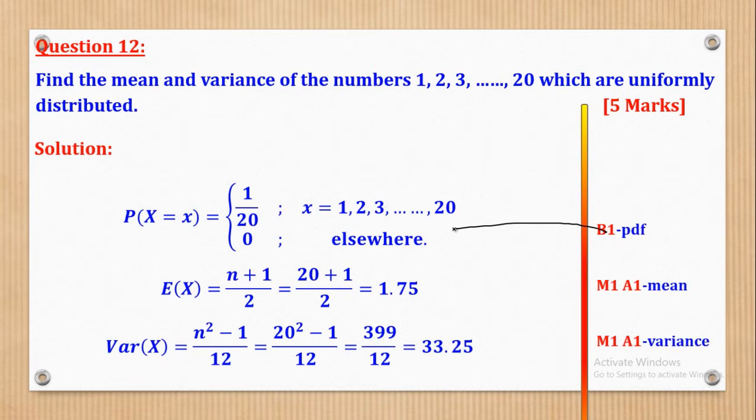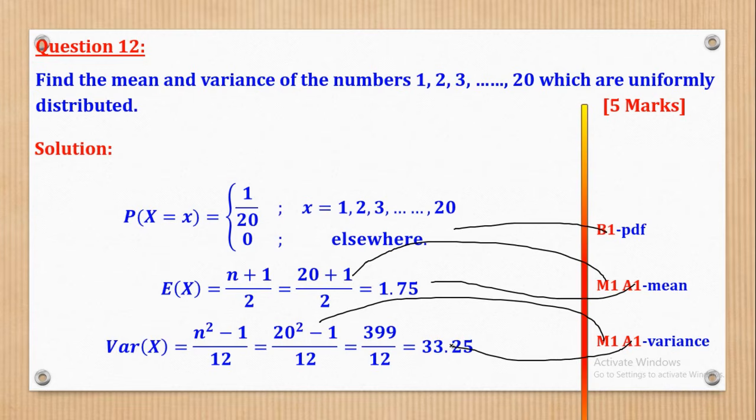Therefore B1 for this PDF, M1 for the substitution, A1 for the output, M1 for the substitution, A1 for the output.